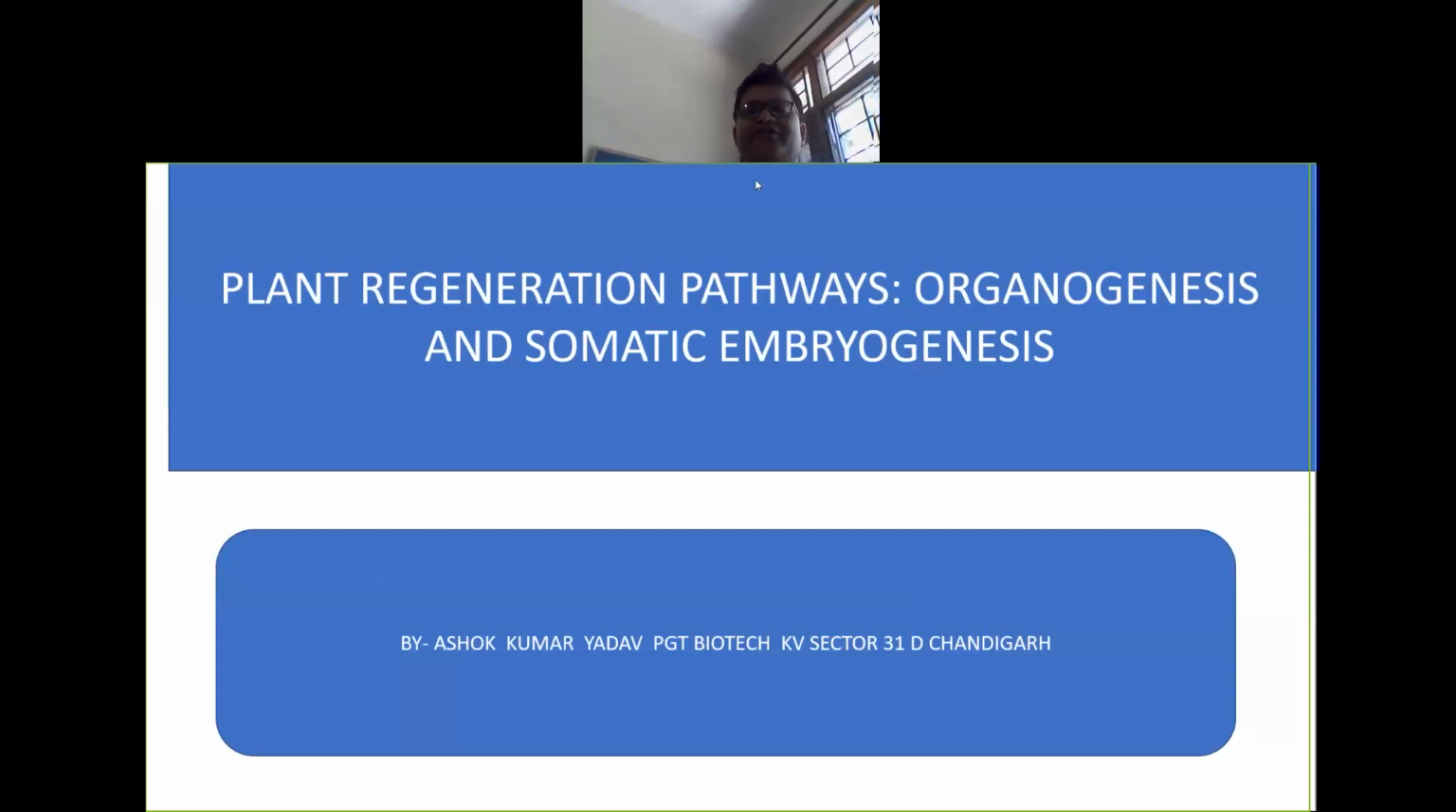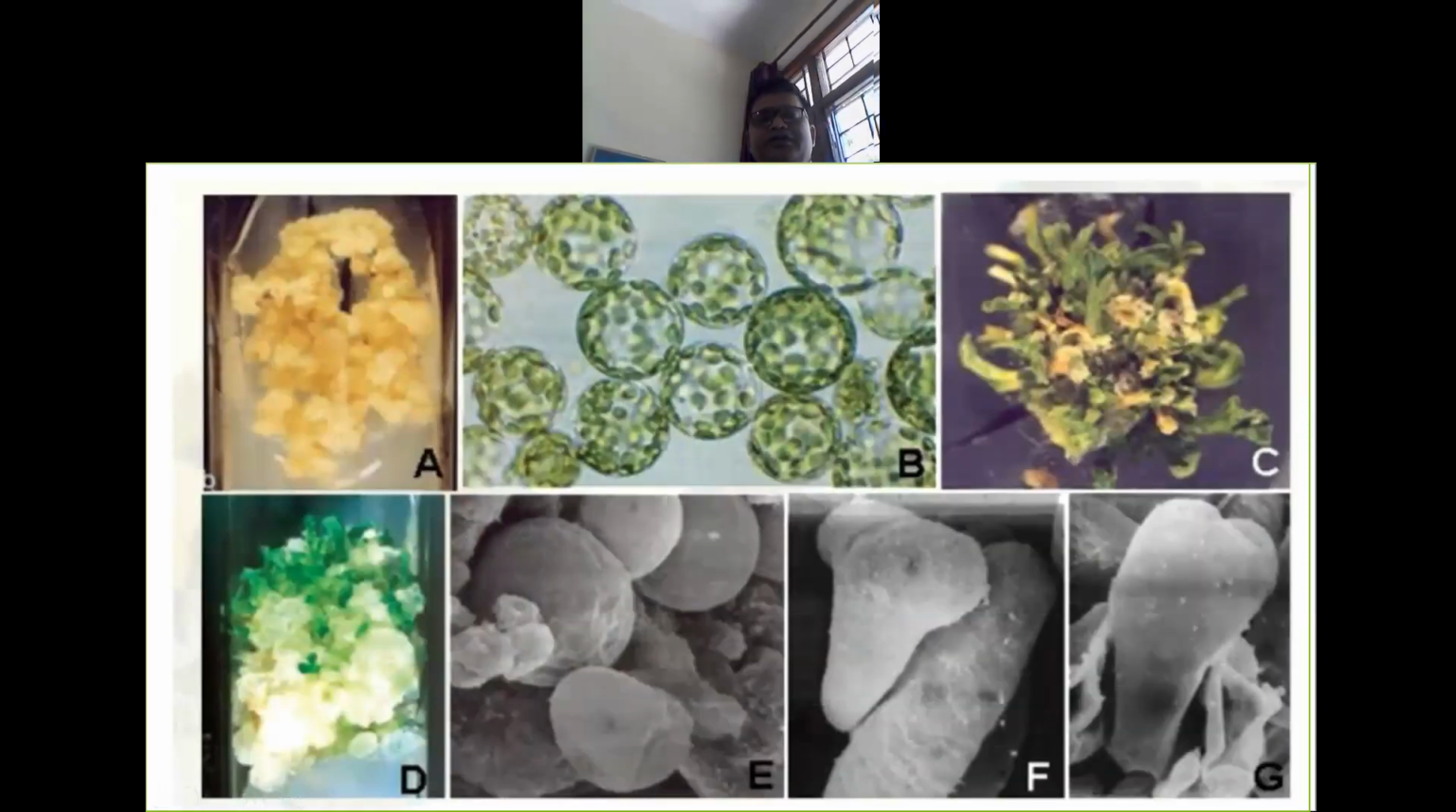So, what are the different methods for regeneration, for multiplication of the plant? First is organogenesis and second is somatic embryogenesis. So try to know the different organs that develop through plant tissue culture.